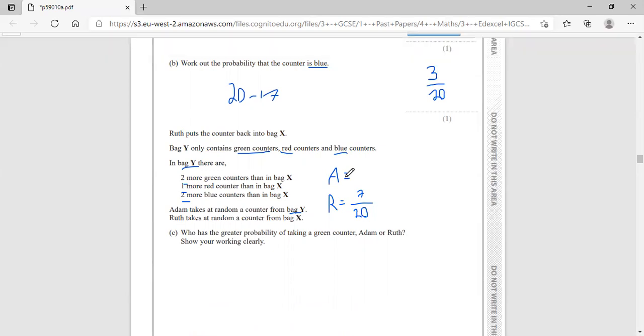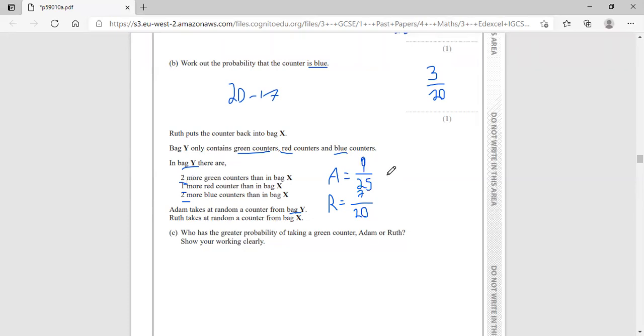So Adam, how many counters are there overall? Well, if we look at this, there's 2 more, 1 more, 2 more. So it's actually 5 more overall. So the total is 25. And the total of green is 9. Okay. As you can see, 7 plus 2 here.